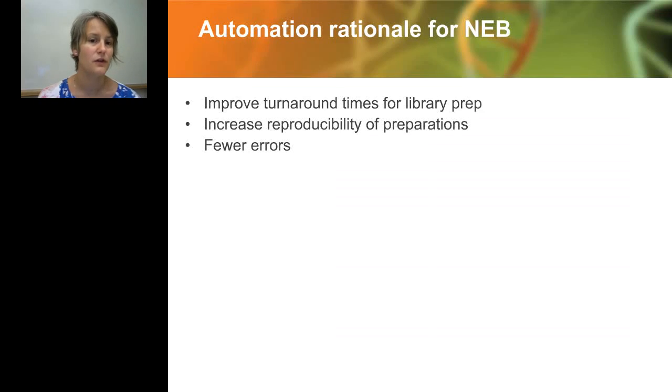The idea for automating this was really to try to increase our turnaround time for our library preparations, to be able to produce more libraries in one go, rather than just the 8 or 10 that we would prepare manually, to try to avoid any human error being introduced. Also, we were hoping that the automation would increase the reproducibility of our preparations and result in fewer errors.